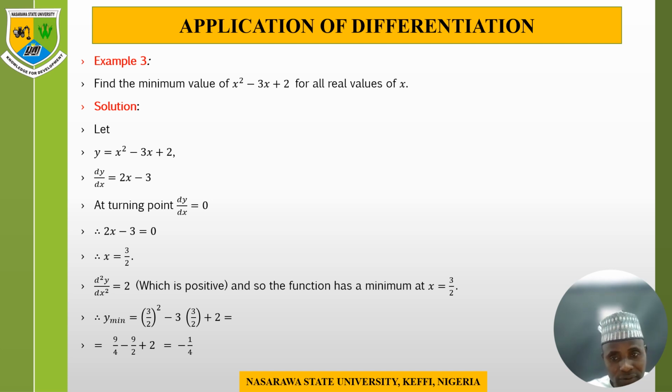You keep the result. Then you differentiate the function you differentiated already, that is the second derivative. When we differentiate, it gives us a constant value 2, which is positive. And so the function has a minimum at the point x equals 3 over 2.